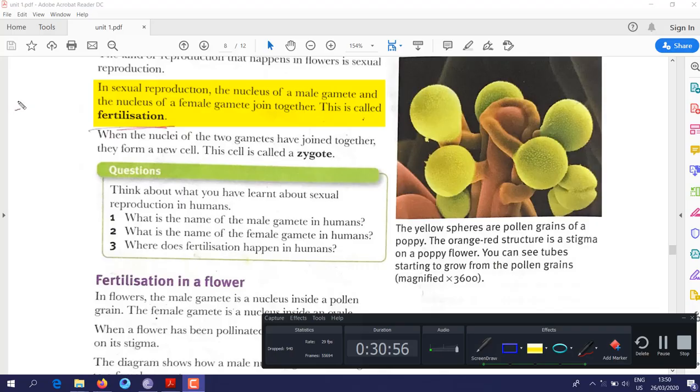Then after that, we have the male cell and the female cell. When this male and female cell join together, they form a new cell. What do we call this cell? We call it a zygote. So if we want to give a definition for zygote, we say: when the nuclei of the two gametes have joined together, they form a new cell. This cell is called a zygote.